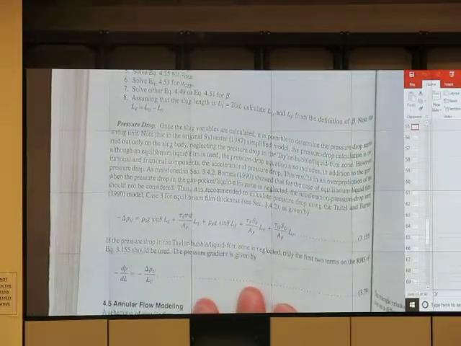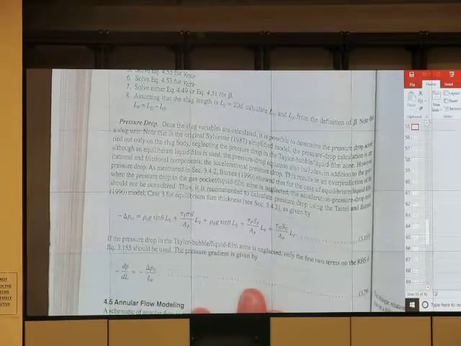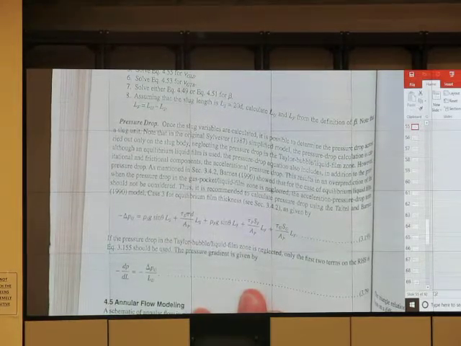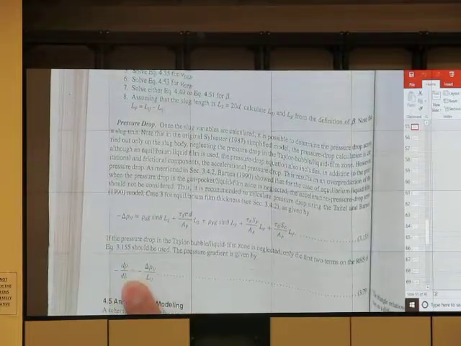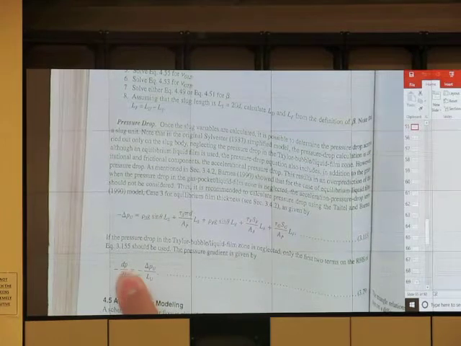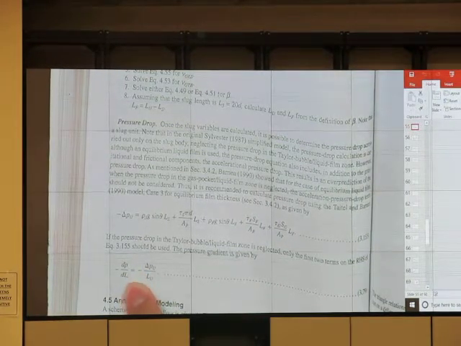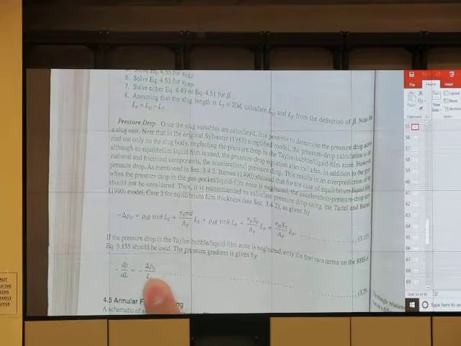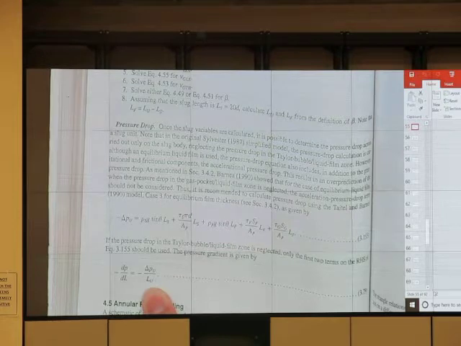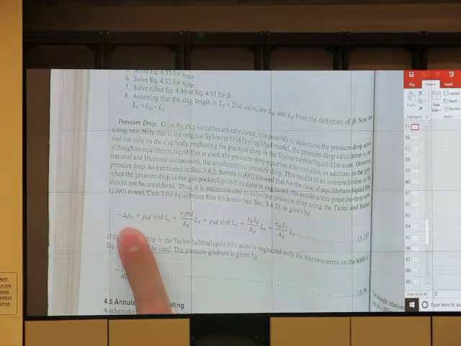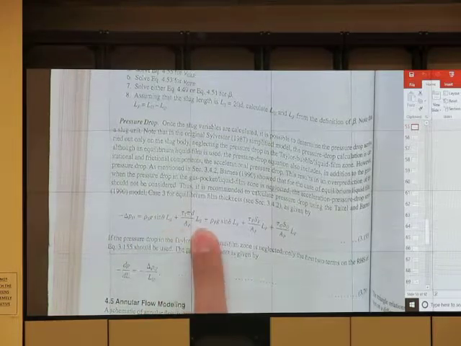The question I have is about the homework. After we do everything, how do we calculate pressure drop? We need minus dP/dL. That's what we need. We have slug unit pressure drop, slug unit length. So for slug unit pressure drop, you can use that equation.